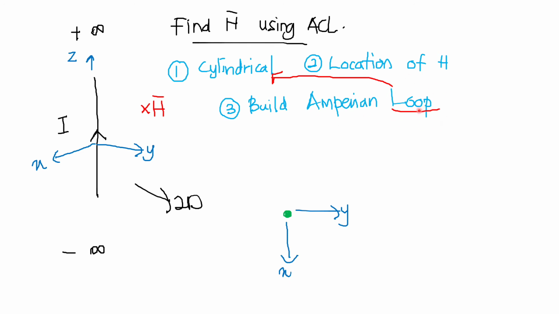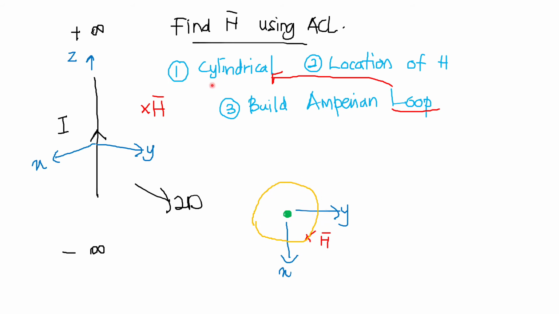This loop will be based on the position or the location of H. Okay, let's say this is the particular location of H, where I want to find the H at this particular position. Thus, I draw the Amperian loop using this one, where the current will be the center of this circle.